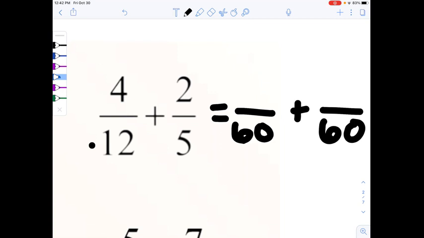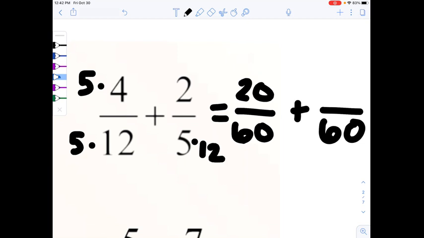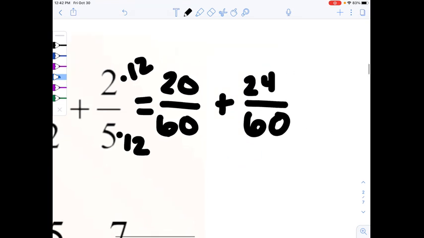Well, to get 12 to 60, I have to multiply it by 5. And whatever I do to the denominator, I have to do to the numerator. 4 times 5 is 20. Because 4/12 and 20/60 are what we call equivalent fractions. They're the same thing. We're not changing the value of it. 2/5, to get 5 to 60, I have to multiply by 12. So I have to multiply 2 by 12. 2 times 12 is 24.